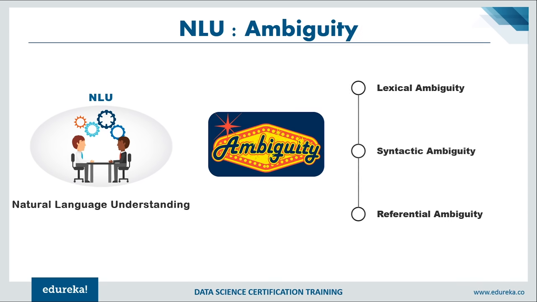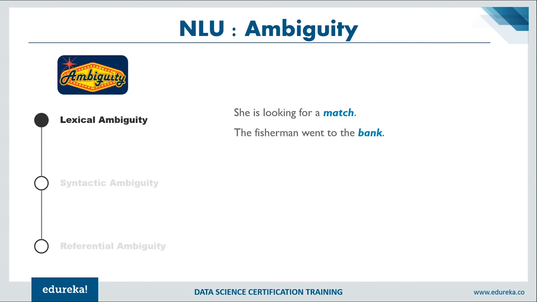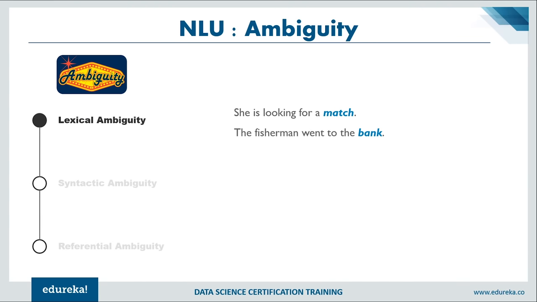Now, understanding a new language is very hard. Taking our English into consideration, there is a lot of ambiguity, and that too at different levels. Starting with lexical ambiguity, it is the presence of two or more possible meanings within a single word. It is also called semantic ambiguity.